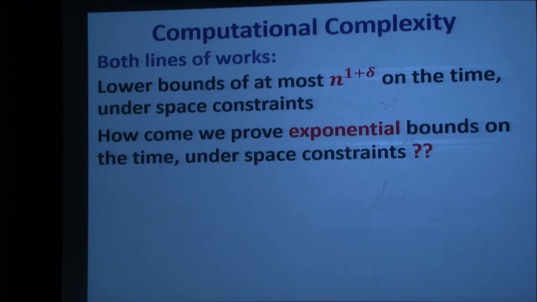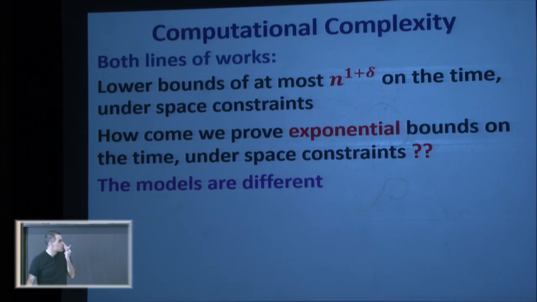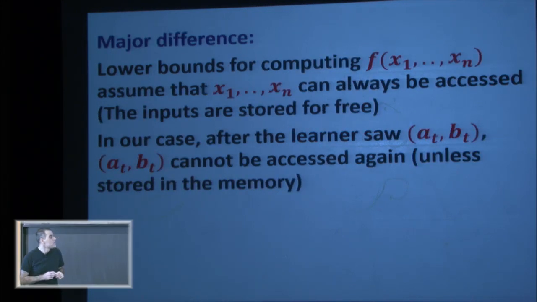And the answer is that the models are different. The model that we consider here is different than the model in computational complexity. When you talk about a computation of a function f of x1 to xn, you assume that you can always access the inputs x1 to xn.